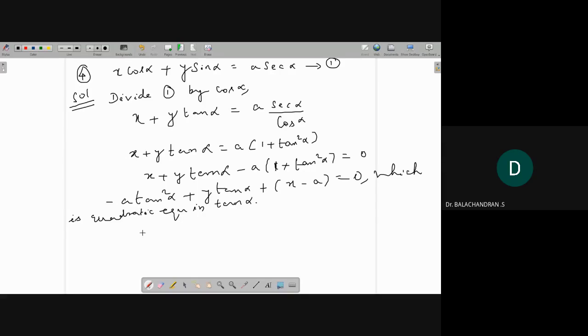Now the envelope is b square minus 4ac equal to 0. So b is y, so y square minus 4, a is minus a, c is x minus a, equal to 0. So you'll get y square plus 4a into x minus a equal to 0. So now this is the envelope.